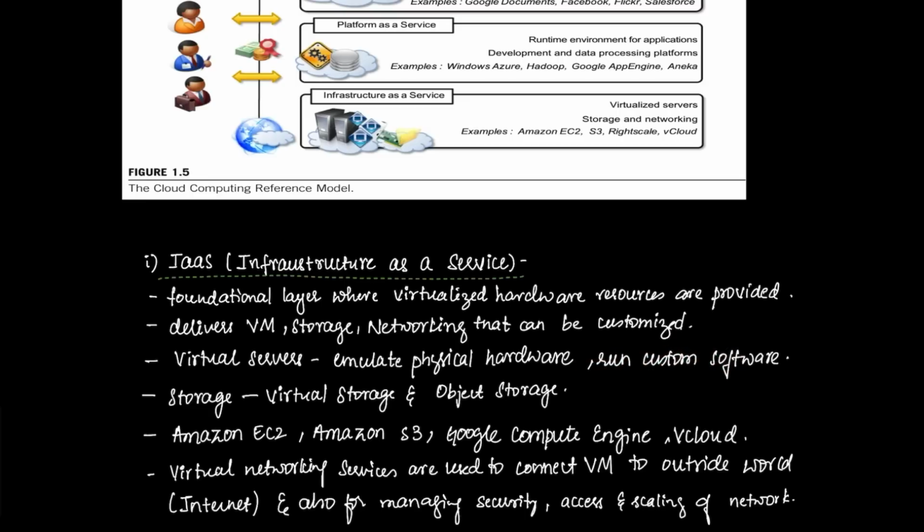So the infrastructure as service offers two types of storage. First one is virtual storage, where for storing persistent data that needs to be paired with virtual machines, we make use of virtual storage.